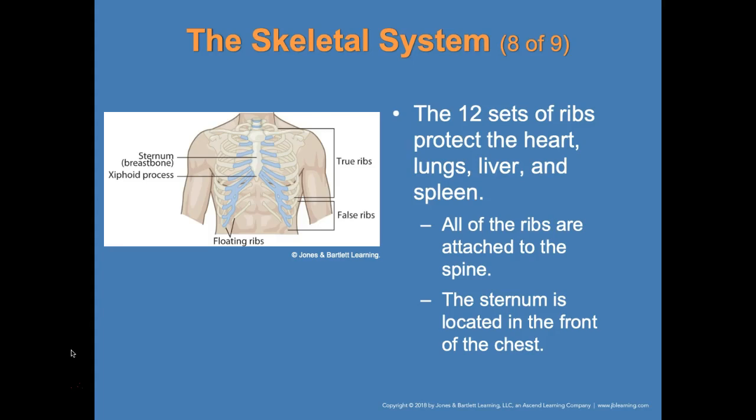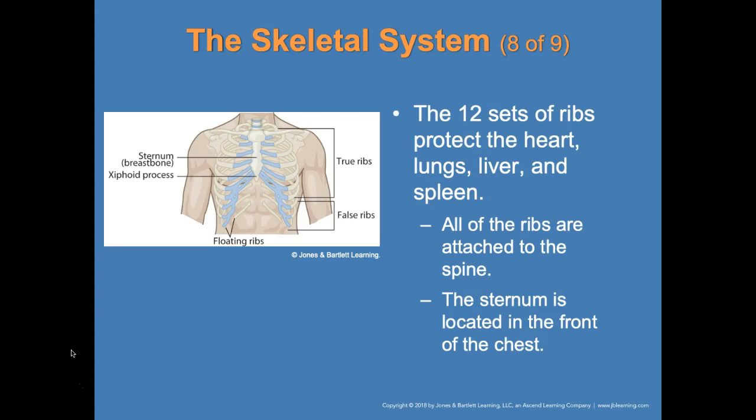All of the ribs are attached at the spine. Okay? Remember that they're all attached at the spine. They are not all attached on the front side. At those first few ribs, what do we got? 1, 2, 3, 4, 5 that are attached.